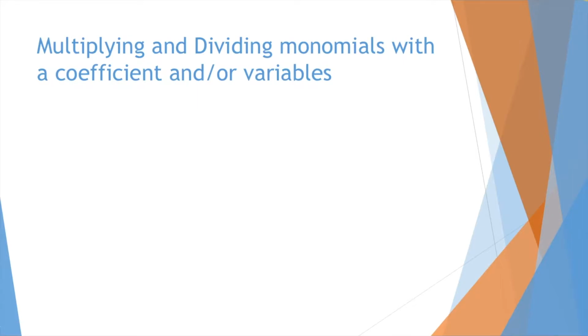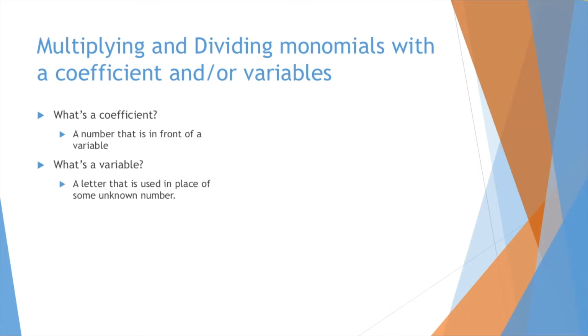So let's look at multiplying and dividing monomials with coefficients and/or variables. Well, what is a coefficient and what exactly is a variable? Hopefully you know it. If you don't, that's fine. That's why I'm doing this. A coefficient is a number that is in front of a variable. So it's any number that's in front of a variable. Well, what's a variable? It's a letter that is used to represent some unknown number.